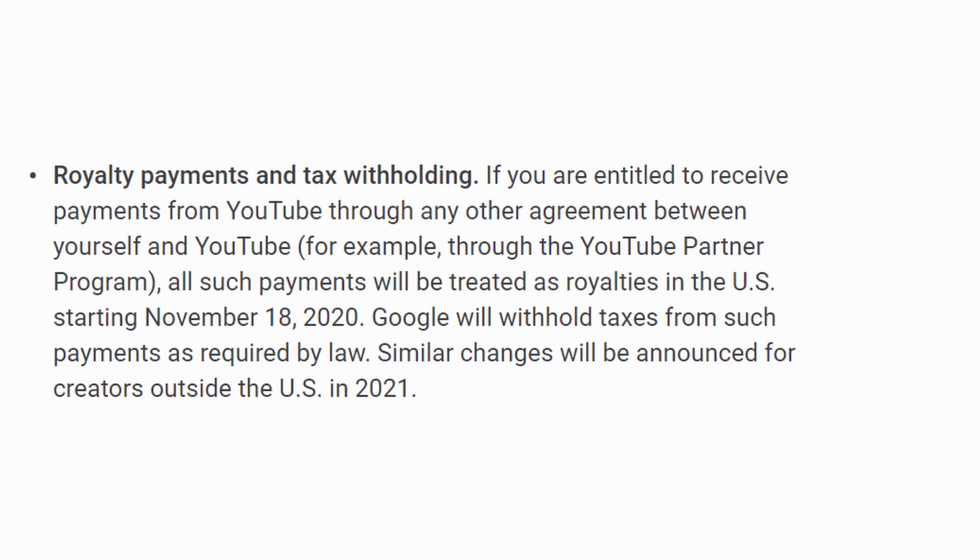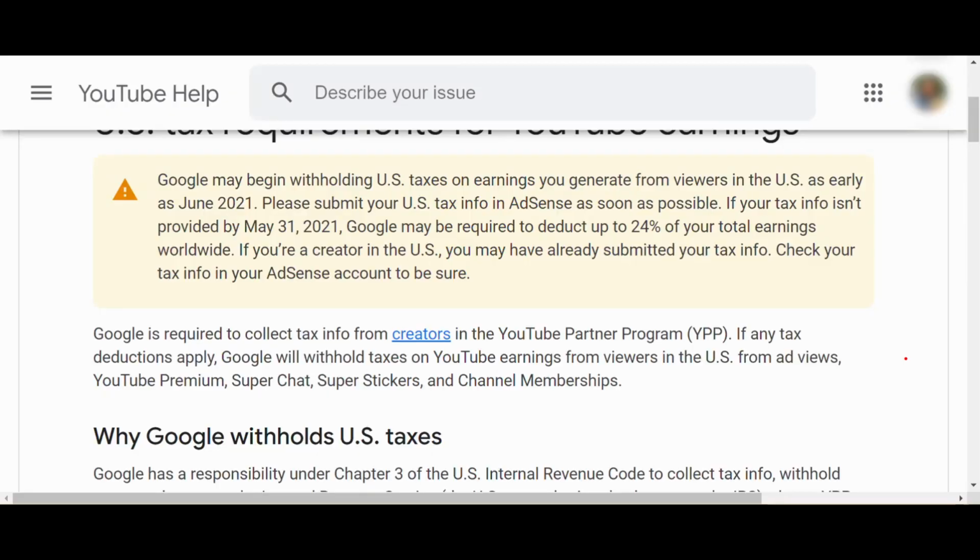Google will withhold taxes from such payments as required by law. Similar changes will be announced for creators outside the US in 2021. So I guess going back to these US tax requirements, I would think that the further information in this video is going to be primarily for creators that are outside the US, because if you're already a US creator, you would have probably already submitted your tax information. You would already get a slip at the end of the tax year issued from Google.